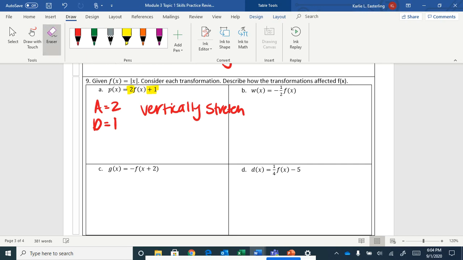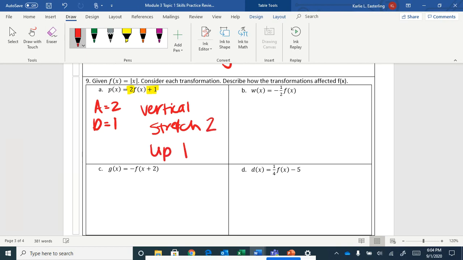And I think vertically also only has one L. Sorry, guys. It's vertical stretch. That's just what we'll call it. Let me move you and stretch down here. There's also a T in stretch. Sorry, guys. My spelling this late at night kind of gets a little crazy. All right, so there we're vertically stretching, and that's by a factor of 2. And then we are going to go up 1 point, and that's from our D value.